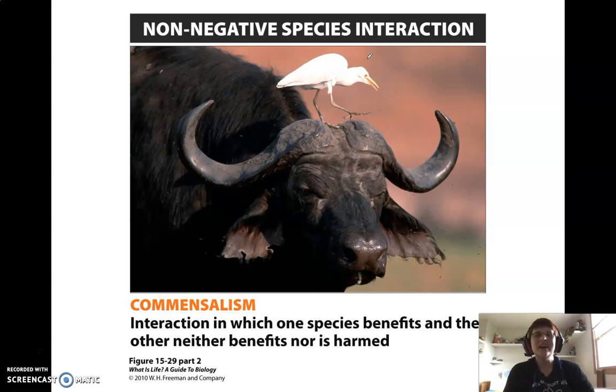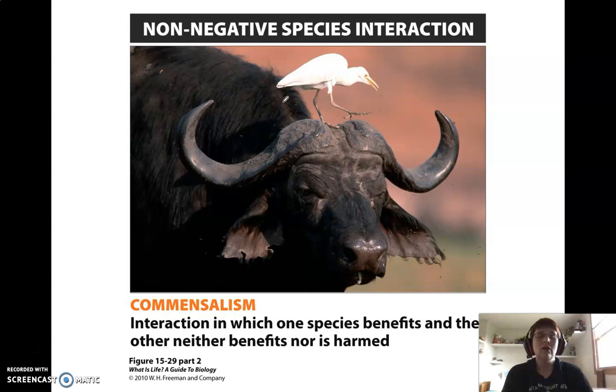So this guy is a cattle egret, and what he is doing is hitching a ride. He is getting the protection of riding up on this buffalo, and he's getting a ride, literally. He's riding the buffalo around, sitting up here on his head. So here the egret is getting all of the benefit. The buffalo is getting nothing because that egret's not going to be picking any insects or anything off of him.